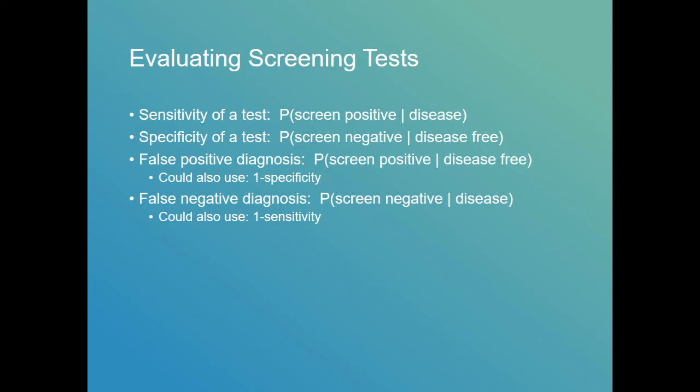So the sensitivity is screening positive when they truly do have the disease. Specificity is screening negative when they truly are disease-free. False positive is when they screen positive and they are disease-free. And the false negative would be they screen negative, but they have the disease. So those are some of the probability statements. You could also use 1 minus the specificity for false positive and 1 minus the sensitivity for a false negative.